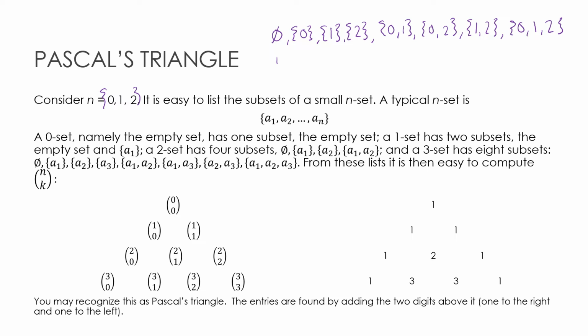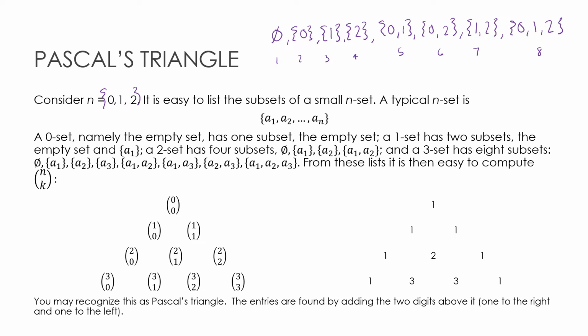So I have 1, 2, 3, 4, 5, 6, 7, 8 total subsets. So let's say I didn't have just 3 tiny little elements in a set and I had 100. Well, how would I then determine what I'm dealing with? Well, this is where Pascal's triangle comes into play.